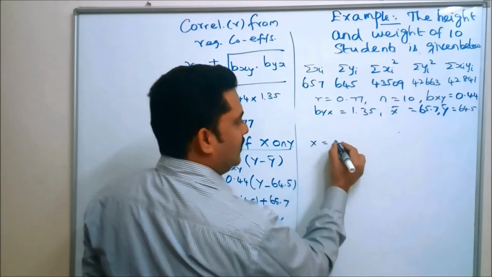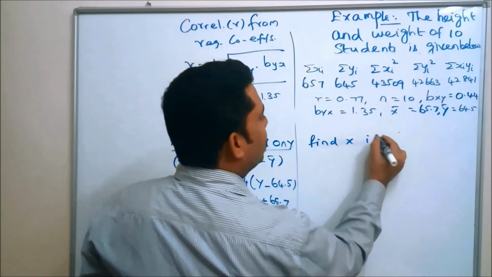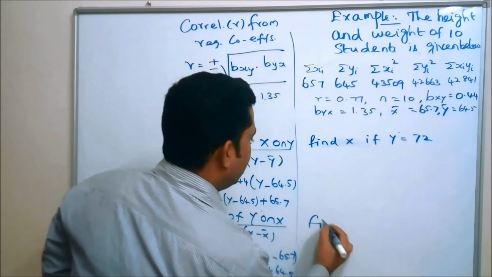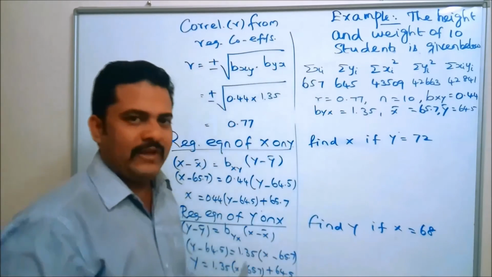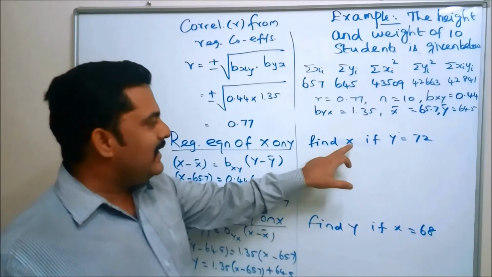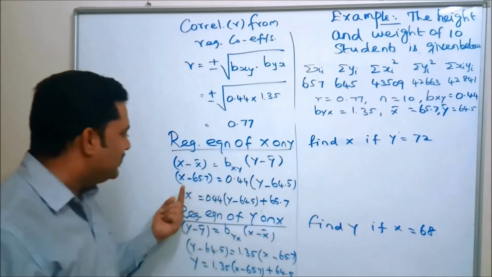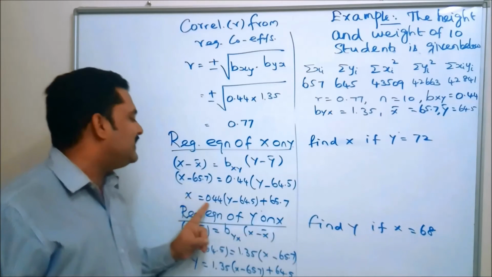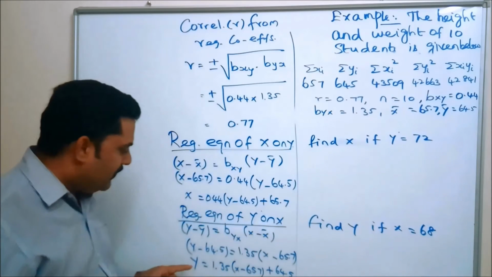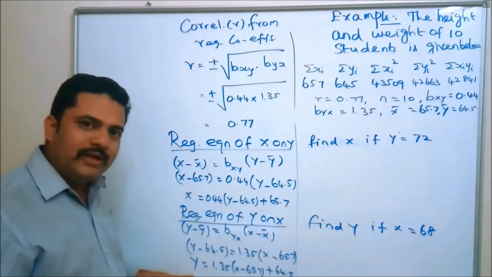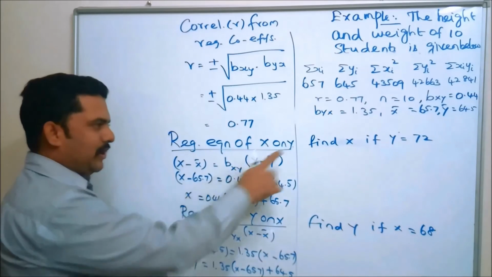Suppose we are asked: find x if y is equal to 72, and find y if x is equal to 68. See here the point is, to find x if y is equal to 72, we have to take the equation where we have x is equal to. To find the value of y, we have to take the equation from which we have y is equal to. So let us substitute y is equal to 72 here in order to find the value of x.